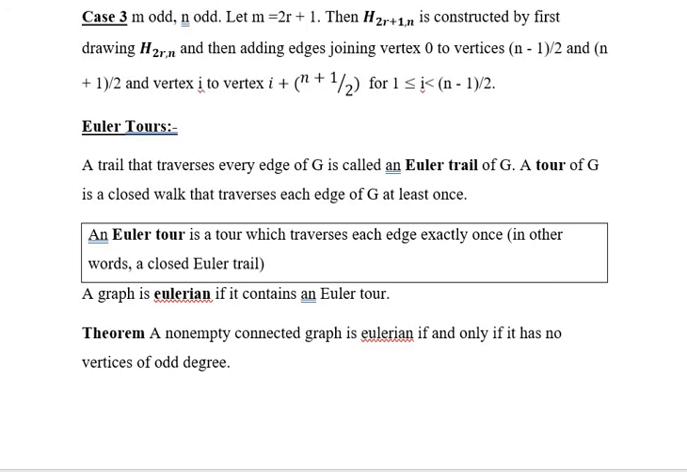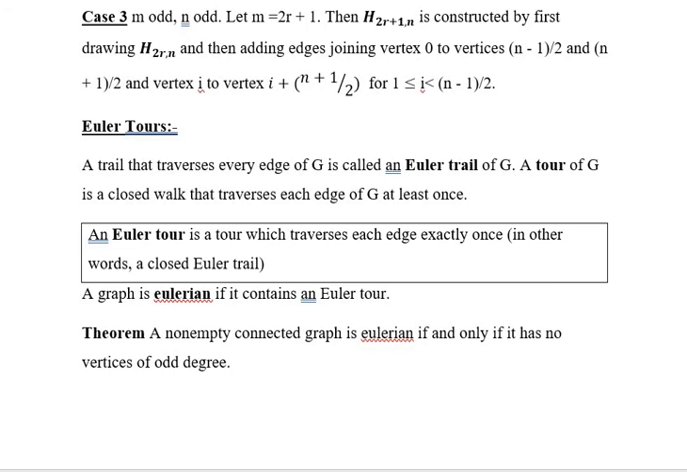Next is Euler tours. A trail that traverses every edge of the graph G is called an Euler trail of G. A tour of the graph G is a closed walk that traverses each edge of G at least once. An Euler tour is a tour which traverses each edge exactly once. In other words, a closed Euler trail. A graph is Eulerian if it contains an Euler tour.